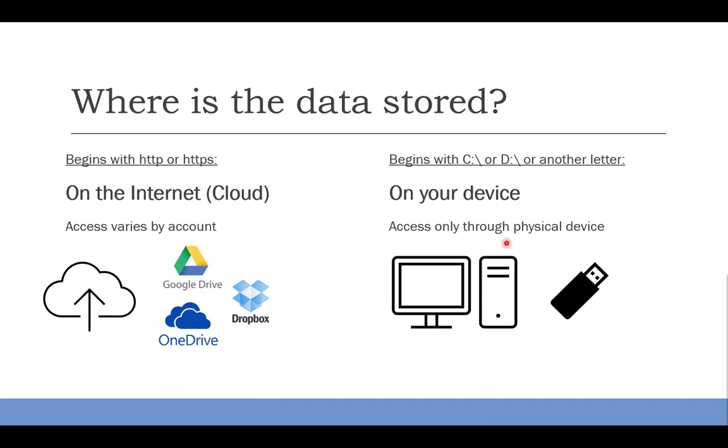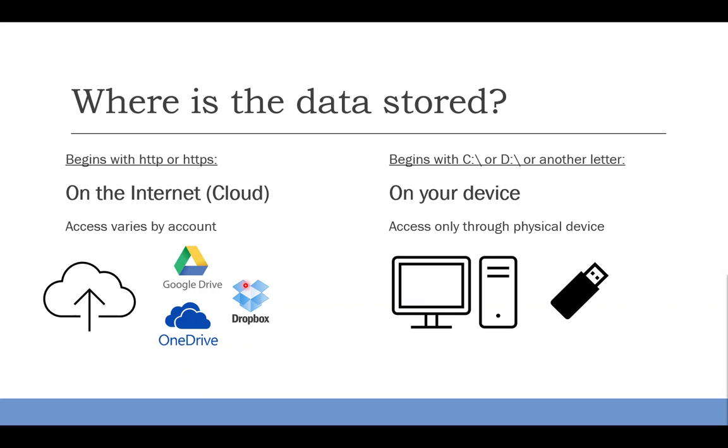On your device, if it's C or D or something, that means it's almost always only available on your physical device, unless there's some work network or something. So if you were to send someone else a link that starts with C or D or another letter, they won't be able to access it because it's not on the internet that's open 24/7. It's only on a physical device.